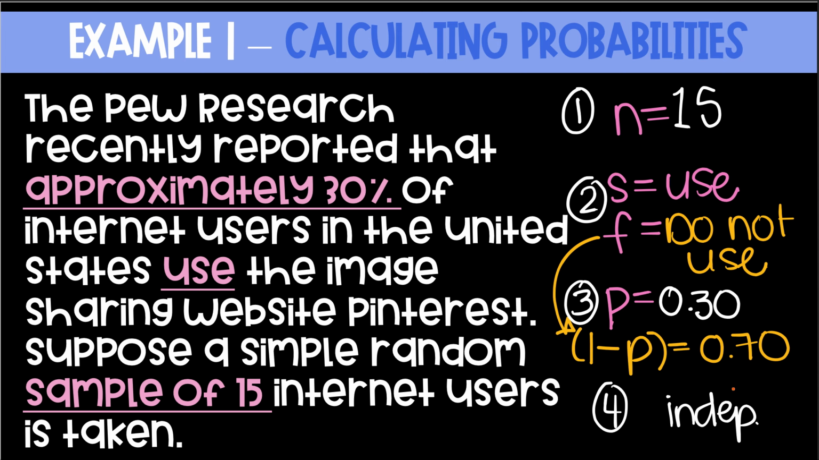And is this an independent or dependent event? Does the fact that one internet user uses Pinterest affect another user? Again, because this is a simple random sample, I'm not assuming that they're friends or that they know each other or that they gave each other the reference of the website. So we're just going to say, yes, it's independent. The fact that one person uses Pinterest does not affect any of the others. Because all of these conditions are met, then this is a binomial random variable.